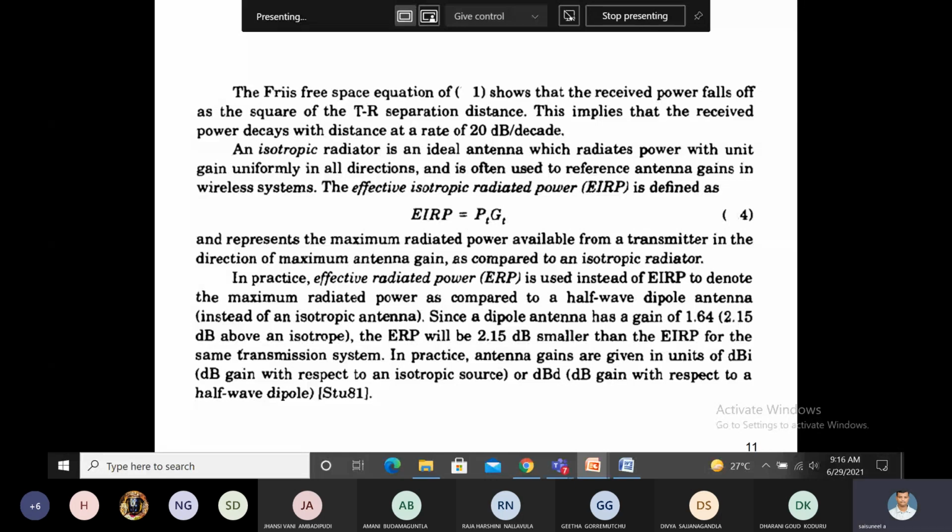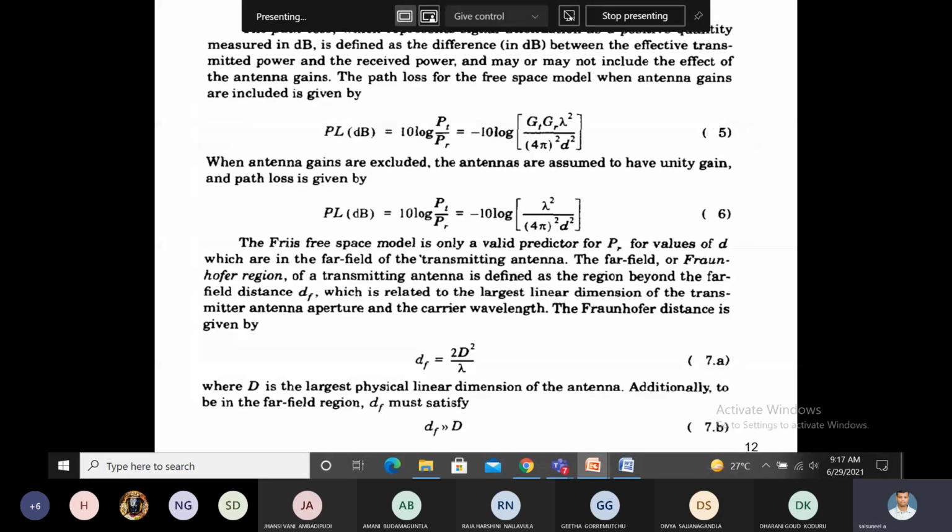Here, from this equation number 4 represents the maximum radiated power available from the transmitter in the direction of maximum antenna gain. Maximum antenna gain. This is about effective isotropic radiated power. Now, we have to calculate the path loss.